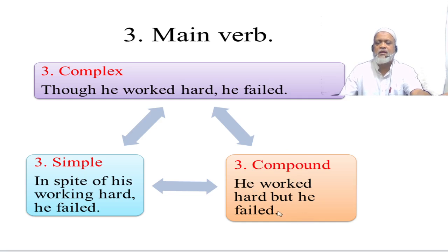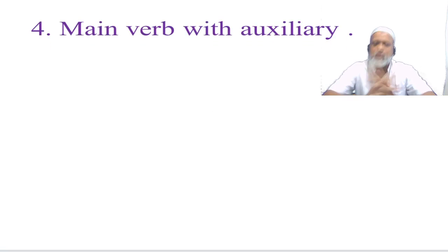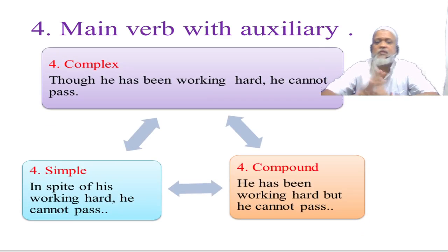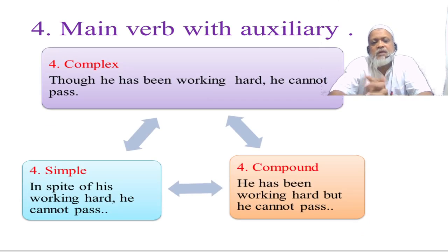And how will it be changed into compound? Very easy. Where you find though, we will not give but. With that clause we will not give but; we will give but with the other clause. Let us move to the next situation, main verb with auxiliary verb. Here, when we find a main verb with an auxiliary verb in the complex sentence, we will consider only the main verb.